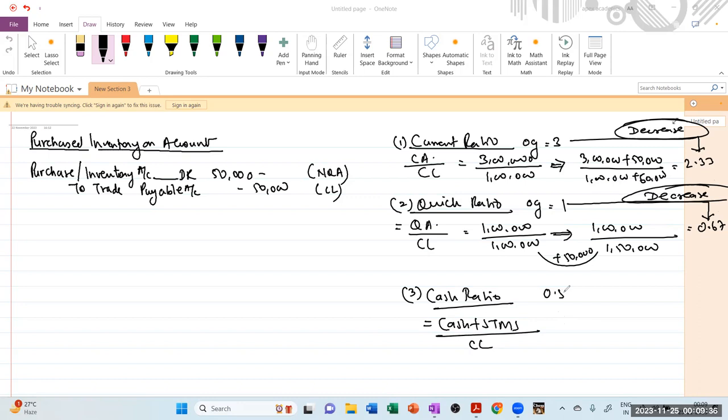Right? It is 0.5. So I'll say that this is 2 lakhs upon 4 lakhs. I'm just taking these numbers for your understanding. Numbers taken are purely for understanding.